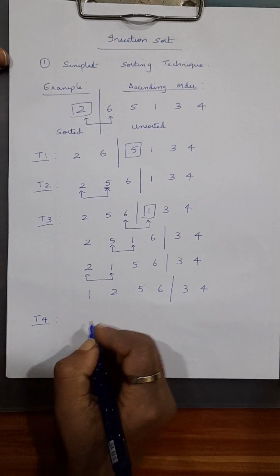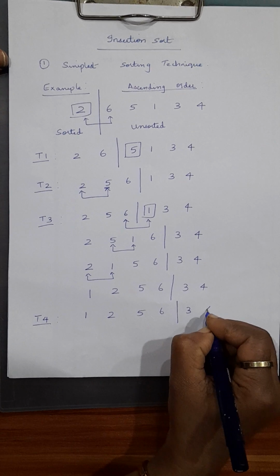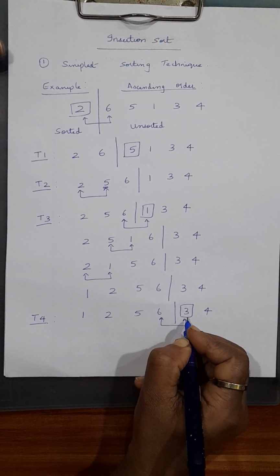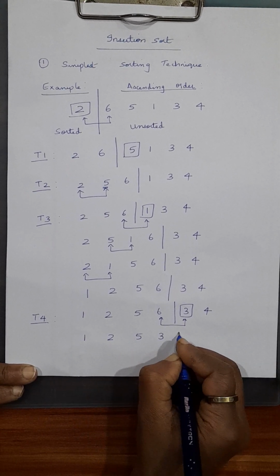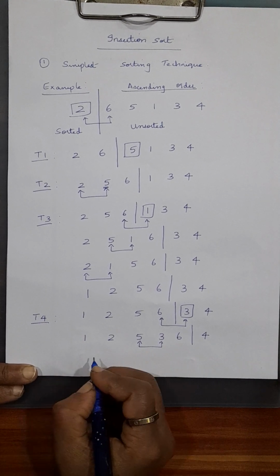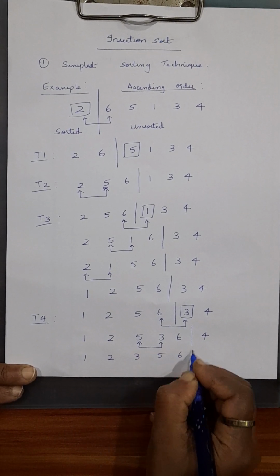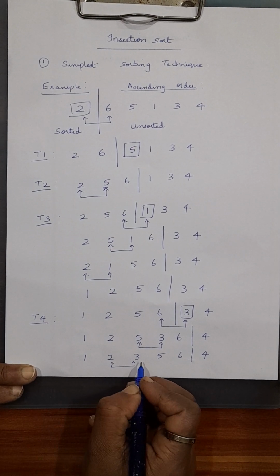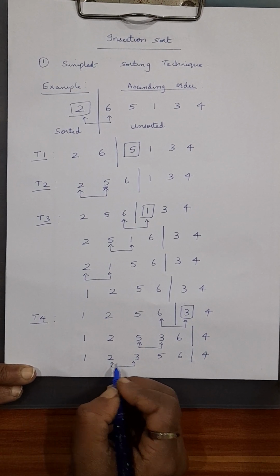Iteration 4. Now there is a check on 1, 2, 5, 6, 3 and 4. Now it checks between 3 and 6. 6 is greater than 3. So there is a swap. So my elements will be 1, 2, 5, 3, 6 and 4. Now there is a check between 5 and 3. 5 is greater than 3. So there is a swap. So it becomes 1, 2, 3, 5, 6 and 4. Now there is a check between 2 and 3. 2 is not greater than 3. So it stops, which means below 3 all the elements are sorted.